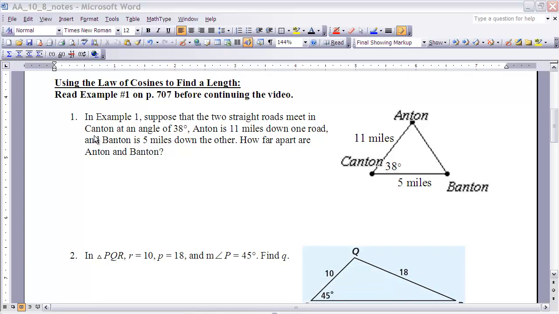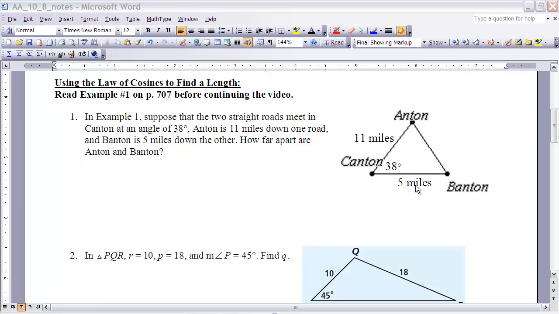Alright, in example 1 it says, suppose that two straight roads meet in Canton at an angle of 38 degrees. Anton is 11 miles down one road and Banton is 5 miles down the other. How far apart are Anton and Banton? Well, I have a picture of this drawn over here. Check yours, make sure you have the correct measurements on there. So if this would represent 11 miles, this is your angle of 38 degrees, and here's your 5-mile road.